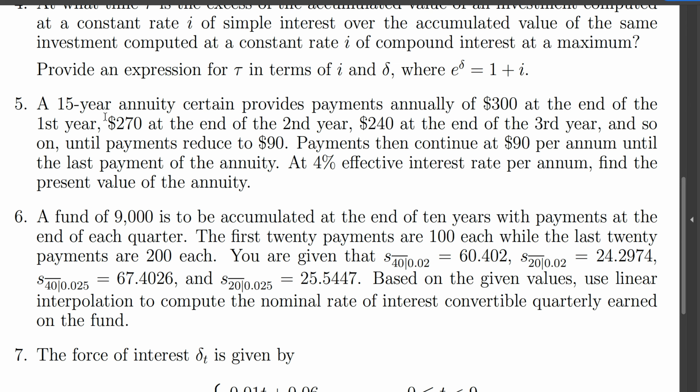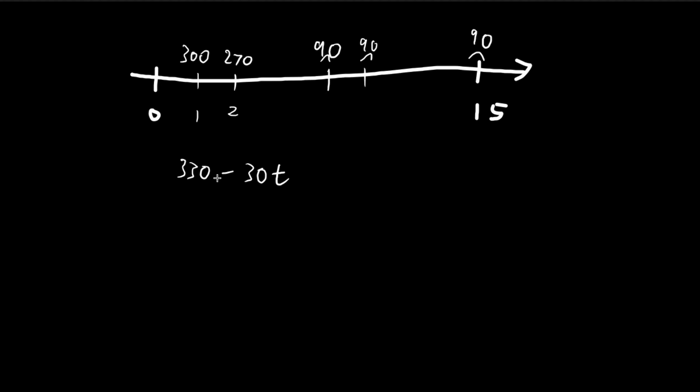And one thing you can do, of course, is to count your fingers. But another way, of course, is to use a general term. So you can set up a general term like this. So you can imagine this expression being the amount that you pay at time t. So at time 1, you pay 300, just substitute 1 here, so you get 300. Substitute 2, you get 270.